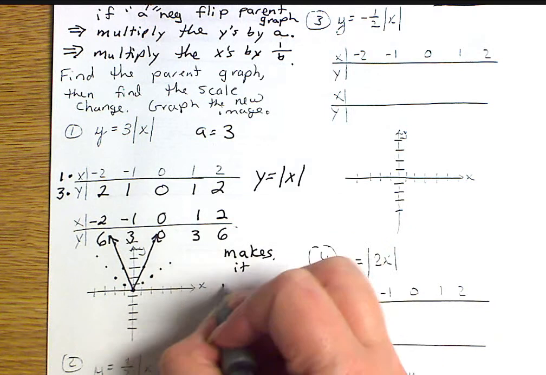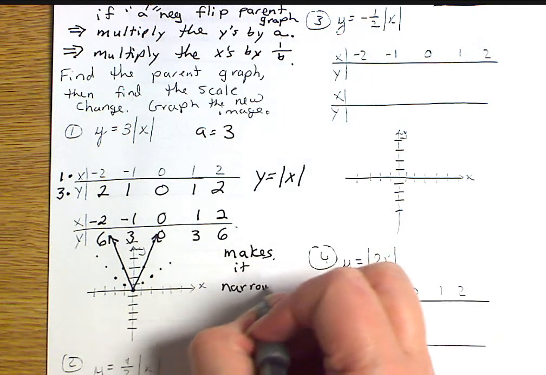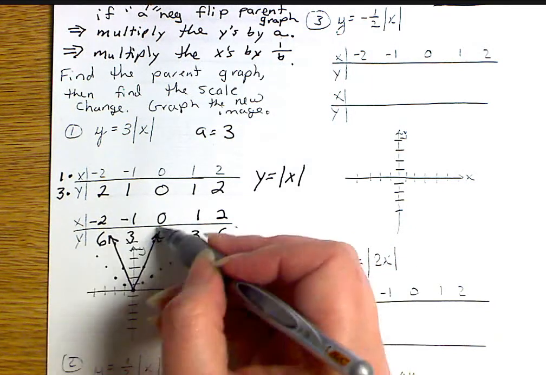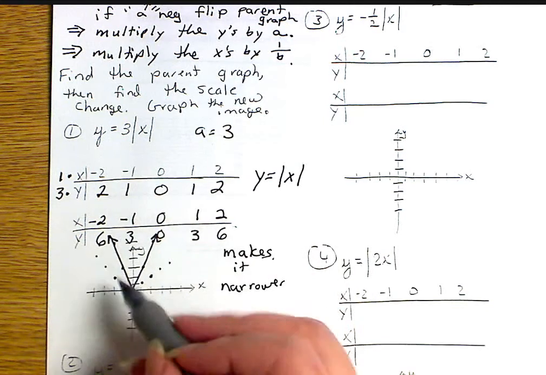Are we still connecting to that? Only on the graph itself. The parent graph you leave dotted. Okay. Yep.